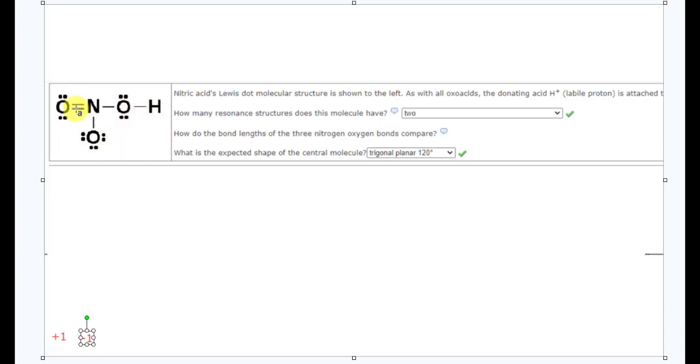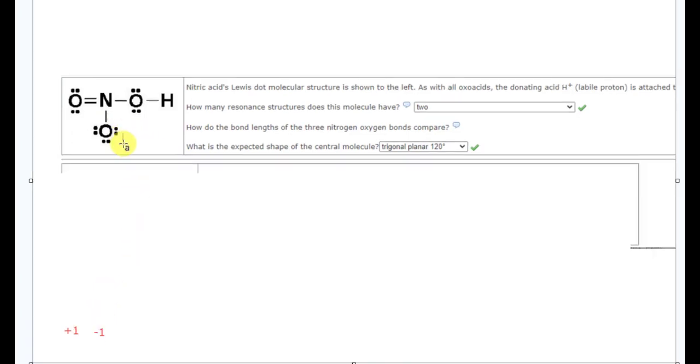And here, 1, 2, 3, 4, 5, 6. Each one of these bonds contributes 1 electron to the oxygen. Now, this oxygen, though, has 1 electron for the bond, 2, 3, 4, 5, 6, 7. It has 1 more electron than it normally does. This oxygen has a formal charge of -1.